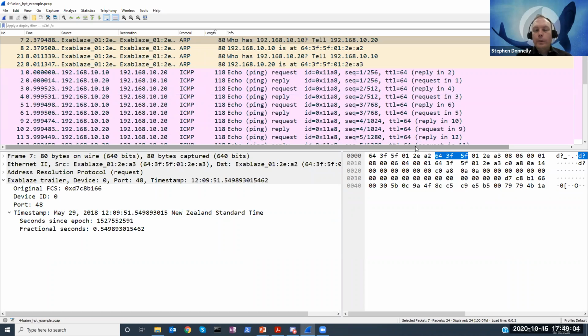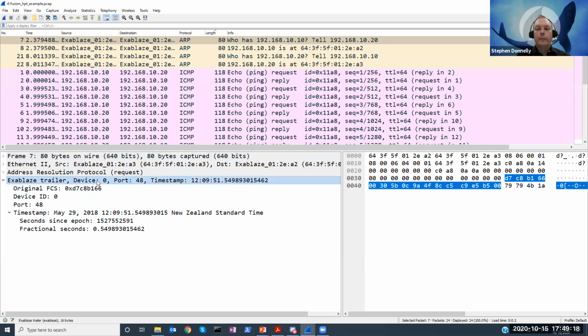Okay, so what effect did that have? Well, when we look at Wireshark, it's reporting this packet as being 80 bytes on the wire, but we know that 16 bytes of that is actually not on the wire. It was on the wire as far as the packet capture system is concerned, but it wasn't on the wire when the packet broker captured the packet originally.